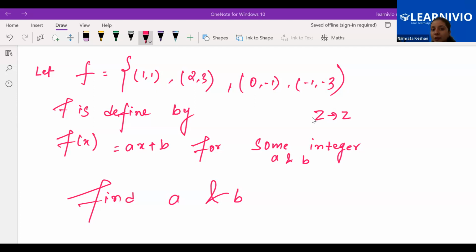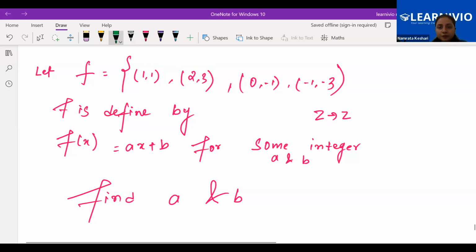How to find the value of a and b? Any idea? Ali, Alina, do you want to try it? Otherwise, we can discuss it over here. Alina, what can be done to find the value of a and b? Okay, let's discuss it over here.